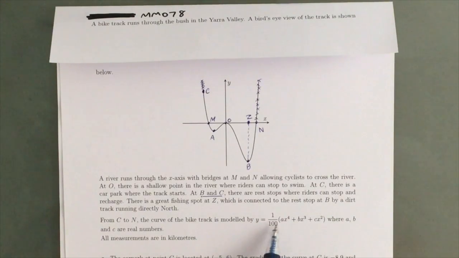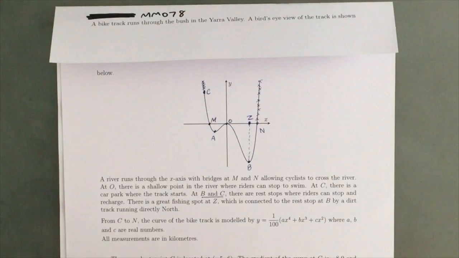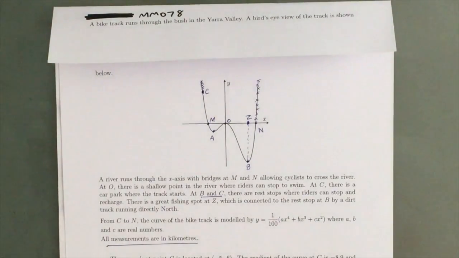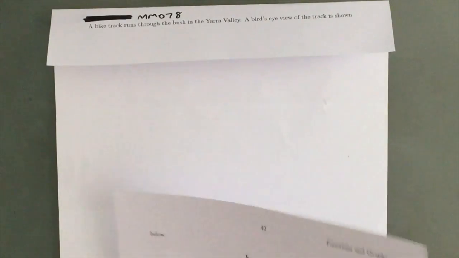So from C to N, the curve of the bike track is modeled by y equals 1 over 100 times ax to the power of 4 plus bx to the power of 3 plus cx to the power of 2, where a, b, and c are real numbers. All measurements are in kilometers, so that's going to be important for later, for when we have to answer the questions.